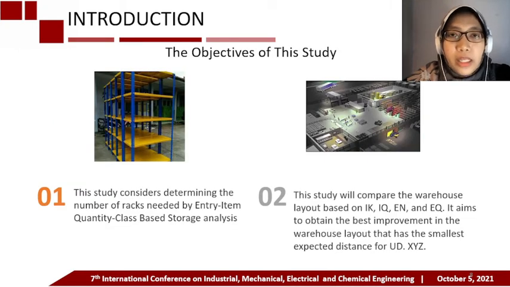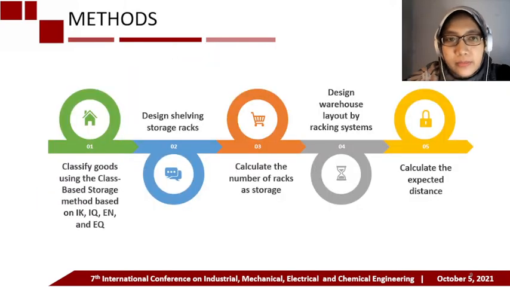So, there are two objectives of this study. The first, this study considers determining the number of racks needed by entry item quantity class-based storage analysis. And the second, this study will compare the warehouse layout based on EK, IK, IQ, EN, and EQ. It aims to obtain the best improvement in the warehouse layout that has the smallest expected distance for UD-XYZ.